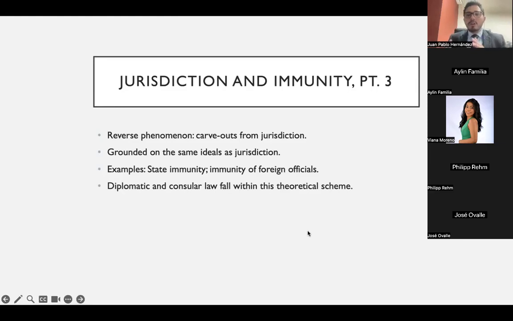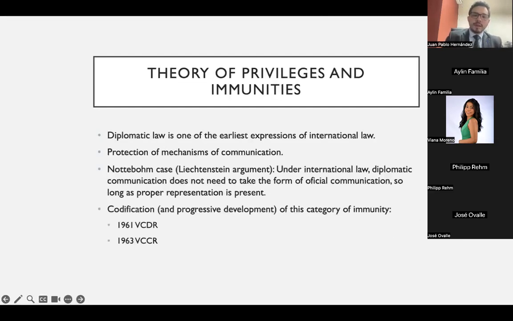Of course, our lecture today will not concern the issue of state immunity or the immunity of foreign officials in general. We will be delving specifically into the issue of diplomatic and consular immunities and diplomatic and consular law in general. But it is important to understand that these subjects fall within this theoretical scheme. And in this respect, it is important to understand what is the theory behind the privileges and immunities of diplomatic and consular posts and missions, agents, and property.